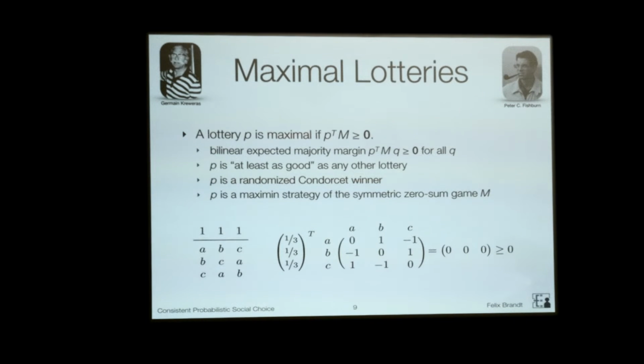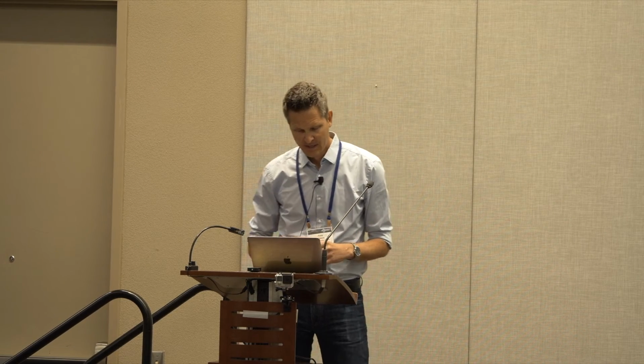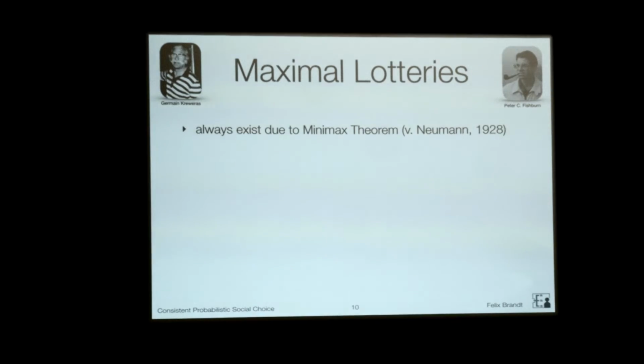So for instance, in this profile here, which is just the classic Condorcet cycle, we again have 3 alternatives, but every alternative is majority dominated by some other alternative. Still, of course, we have a maximal lottery, which is to assign uniform probabilities to all the 3 alternatives, which is obvious because the game is exactly rock, paper, scissors, and we know that the only optimal strategy for that game is 1/3, 1/3, 1/3. So the main advantage of maximal lotteries is that they always exist because of the minimax theorem.